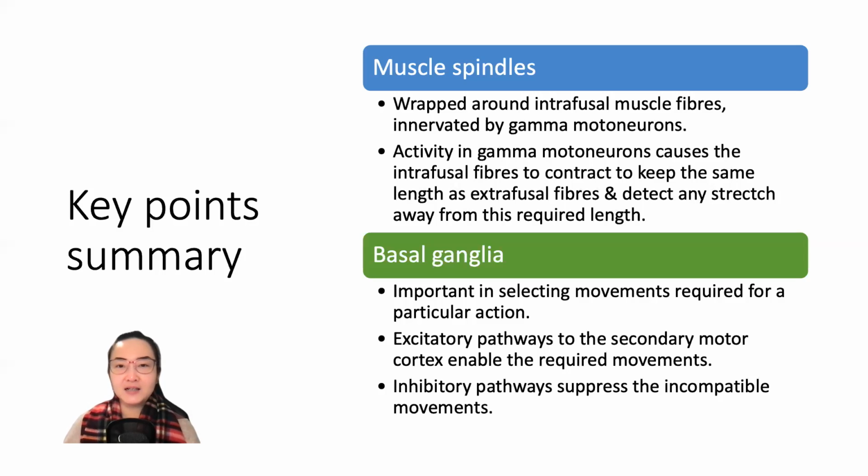Basal ganglia. It's important in selective movements required for a particular action. Excitatory pathways to the secondary motor cortex enable the required movements. Inhibitory pathways suppress the incompatible movements. So there are two roles here. Excitatory pathways to the secondary motor cortex enable the required movements, while the inhibitory pathways suppress the incompatible movements.